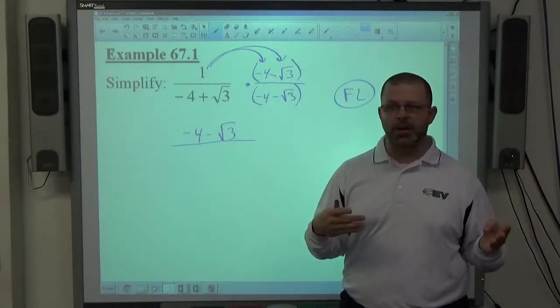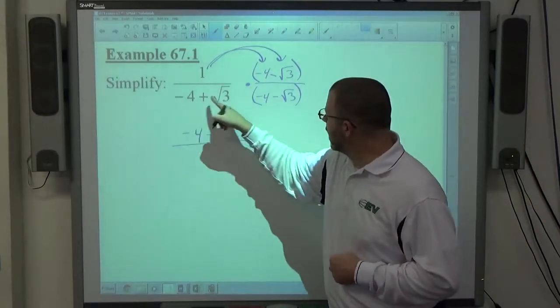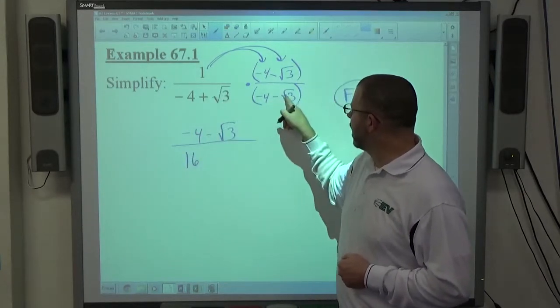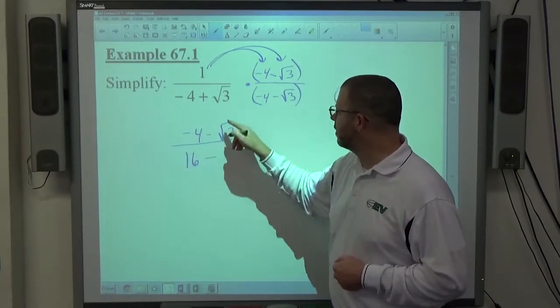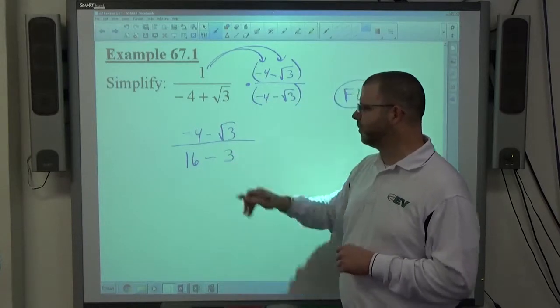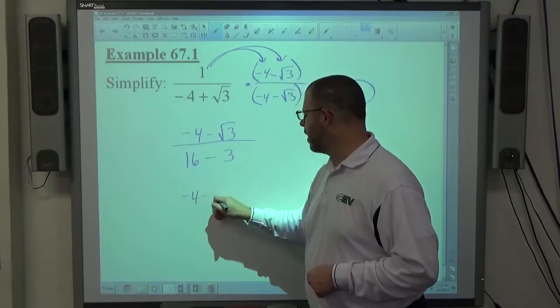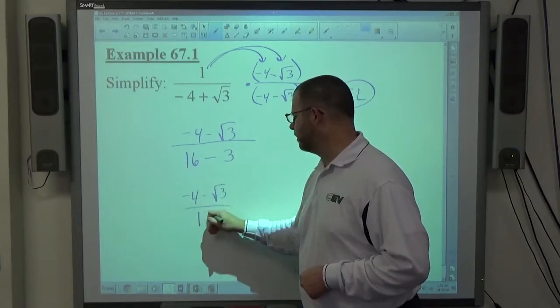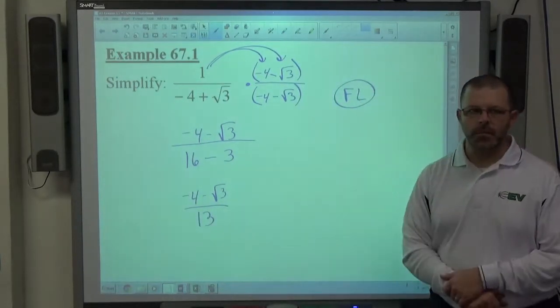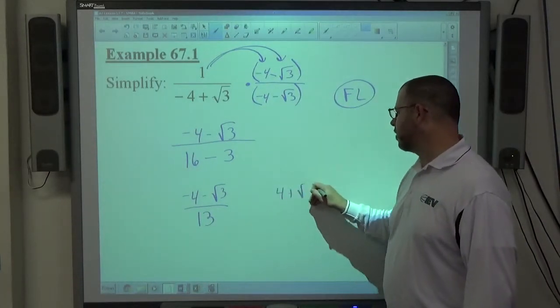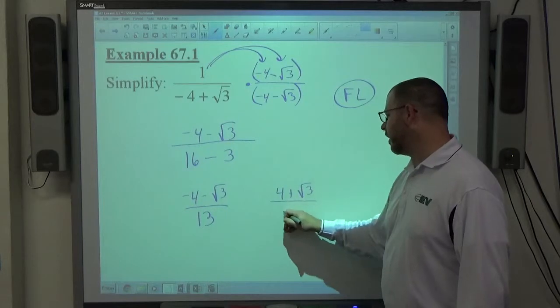The outside and inside products cancel. So F times F, negative 4 times negative 4 makes positive 16. L times L, positive times negative makes a negative. Square root of 3 times square root of 3 makes 3. And just like that, we end up with negative 4 minus the square root of 3 over 13. That is equivalent to 4 plus the square root of 3 over negative 13.